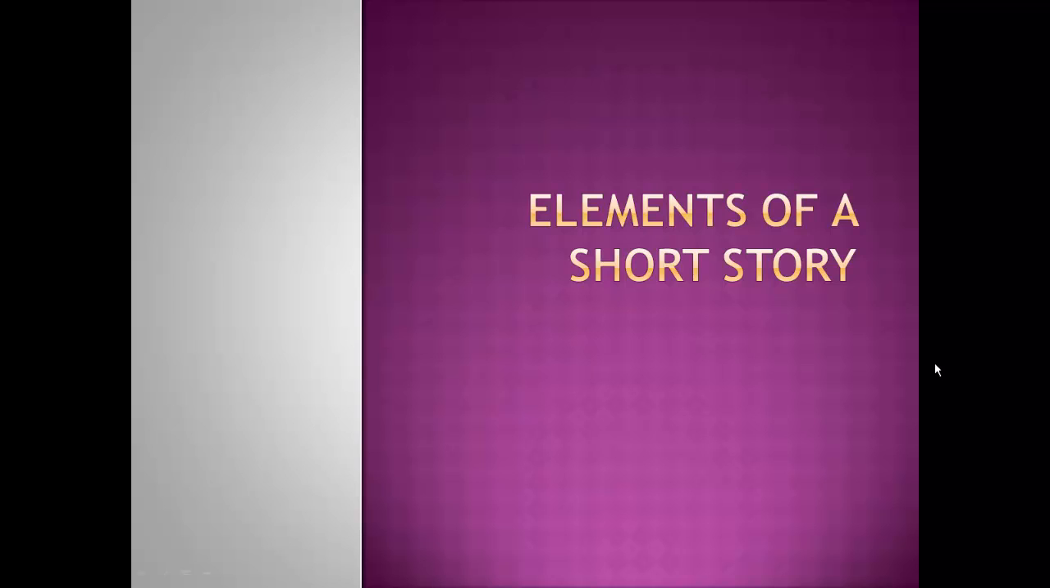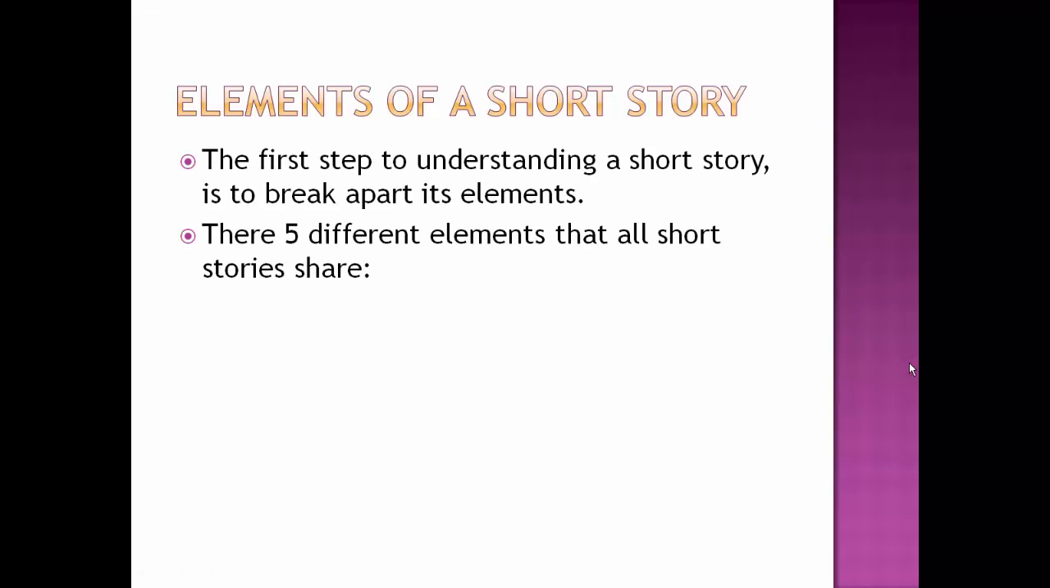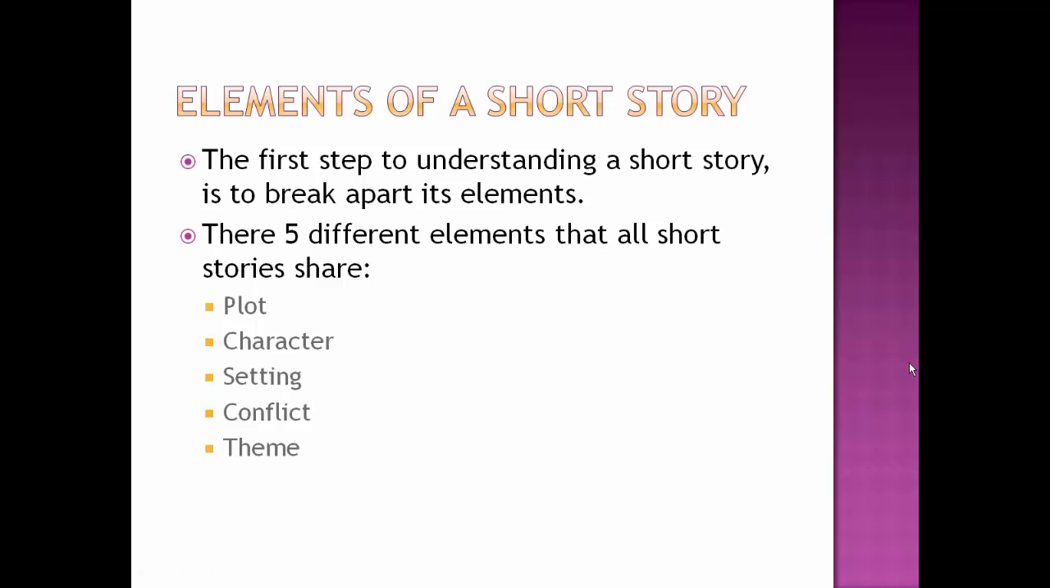In the first lesson of this module, I demonstrated how to annotate a short story for understanding. This lesson will focus on identifying specific elements that authors incorporate into all short stories. The first step to understanding a short story is to break apart its elements. There are 5 different elements that all short stories include: plot, character, setting, conflict, and theme. Identifying these elements and understanding how they work together will allow you, as a reader, to better understand the story.